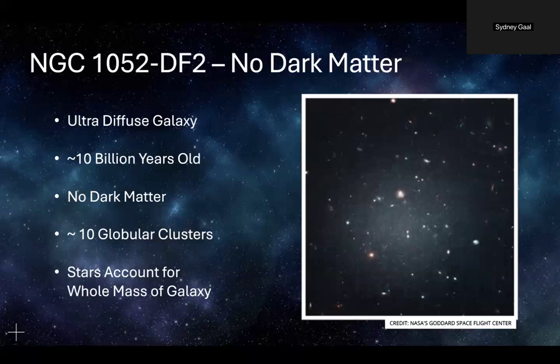And the team isn't sure if this has something to do with the lack of dark matter. But they did use 5 different telescopes to confirm that this galaxy has little to no dark matter. And remember, most ultra diffuse galaxies have an overabundance of dark matter. So how do we go about explaining a galaxy like this?